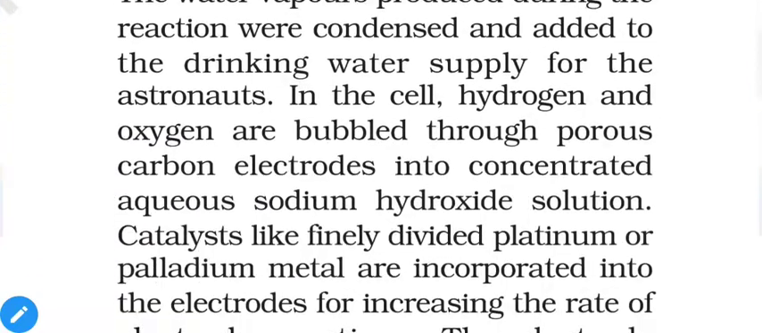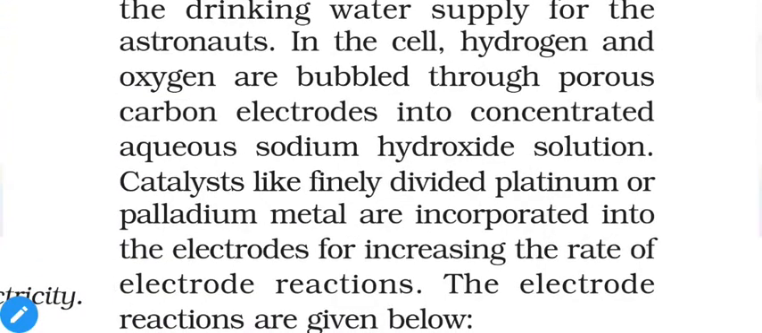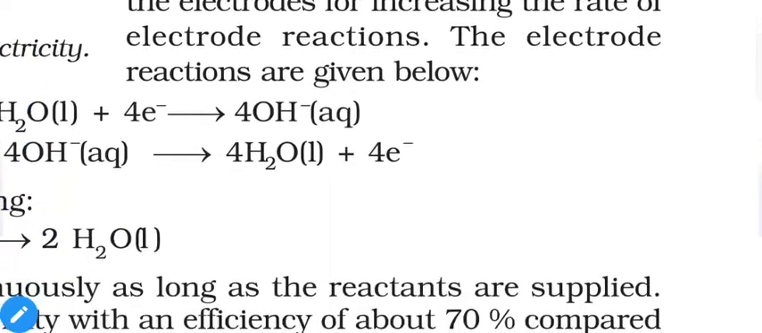In the cell, hydrogen and oxygen are bubbled through the porous carbon electrodes into the concentrated aqueous sodium hydroxide solution. Catalysts like finely divided platinum or palladium metals are incorporated into the electrodes to increase the rate of the electrode reaction. The electrode reactions are as given below.